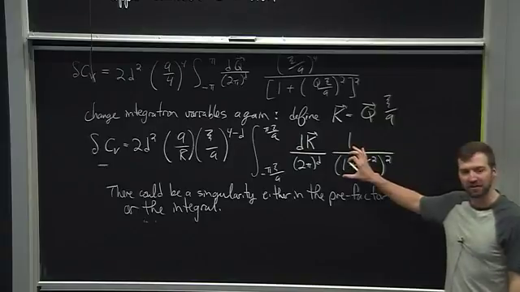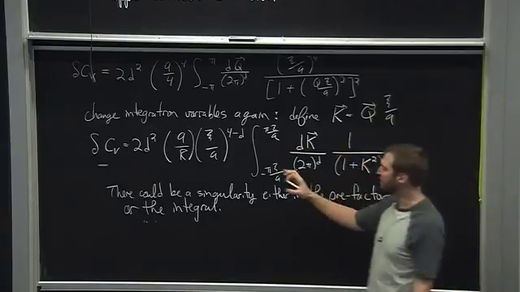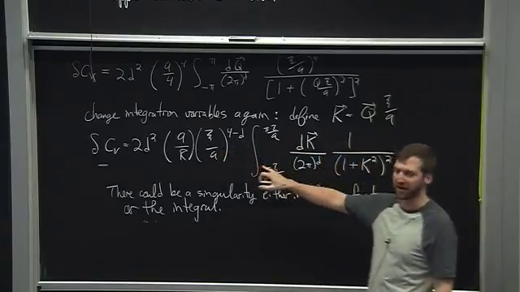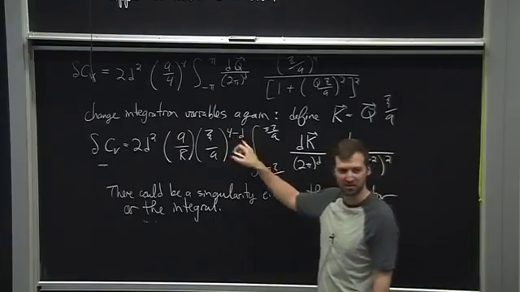Okay, so let's rewrite this integral. Let's just look at the integral part. The prefactor just has this simple dimension dependence. You see the upper critical dimension playing some role there already, right?